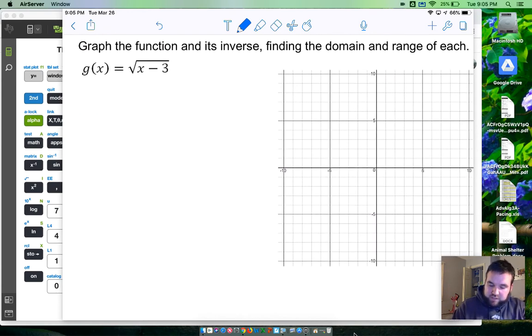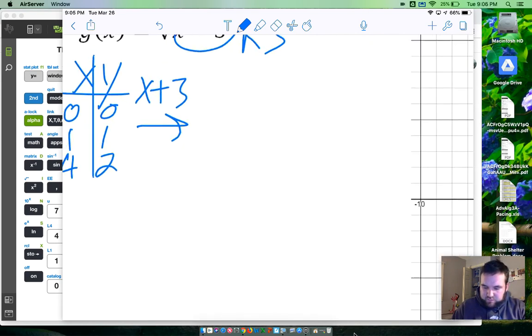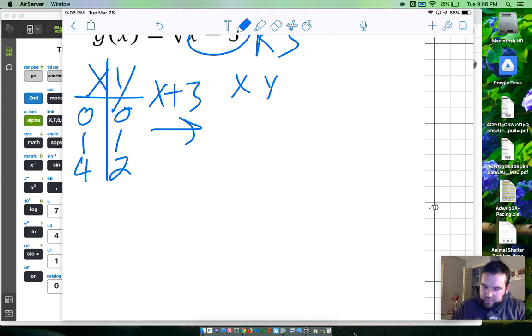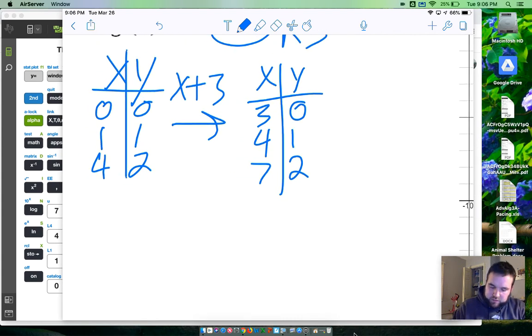So graph the function and its inverse. Again, this is a square root function, so we should feel pretty comfortable starting with (0, 0), (1, 1), and (4, 2). That's going to move my function to the right 3 units. So that means I'm going to add 3 to the x values. So my x values will now be, instead of 0, 1, and 4, 3, 4, and 7. The y coordinates are going to stay the same. Again, the domain of my starting function is x greater than or equal to 0, and the same for the range.